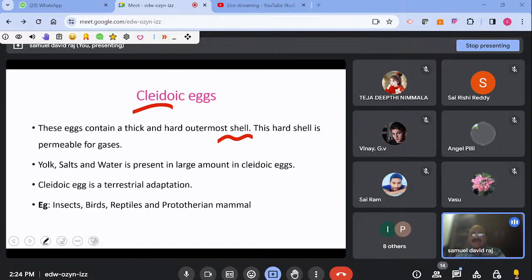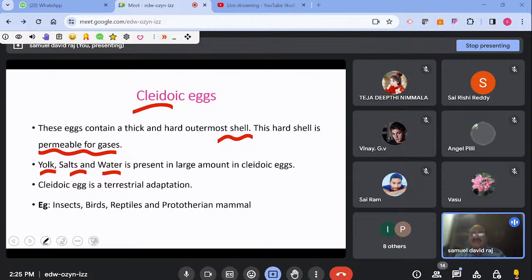Though it is hard, it is permeable for gases. Otherwise, if oxygen will not go inside, there is no oxidation of food material, there is no release of energy, there is no breakdown of food material, there is no development at all. So, though it is hard, the shell can allow the gases to permeate. Yolk, salts, and water are present in large amounts in these eggs. That is the reason they are said to exhibit direct development.